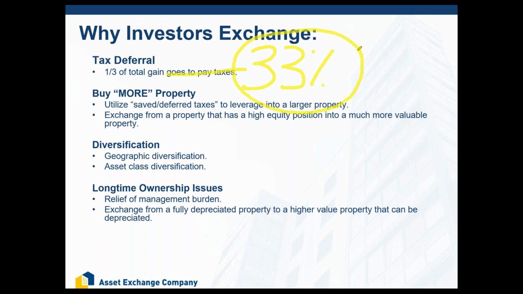I'm going to show you how to calculate your tax bill in the next slide. But did you know about 1/3 will go to the government? People do exchanges because they don't want to pay their taxes. They don't want 1/3 of their wealth going to the government. They do exchanges because they want to build wealth through real estate. And the fastest and the best way to do that is to keep the money that would have gone to Uncle Sam in your pocket and trade into bigger and better properties.